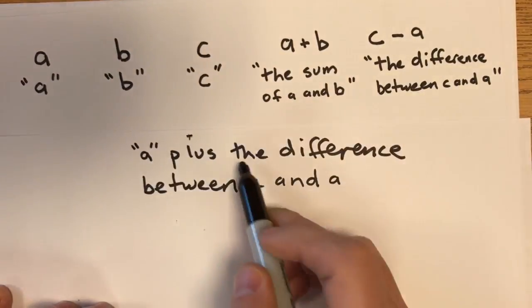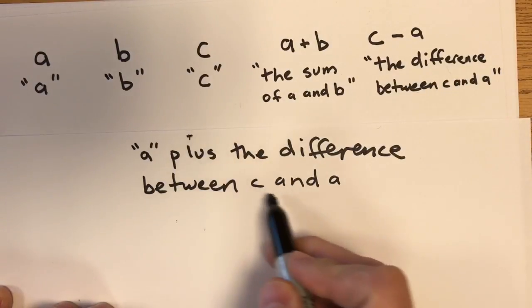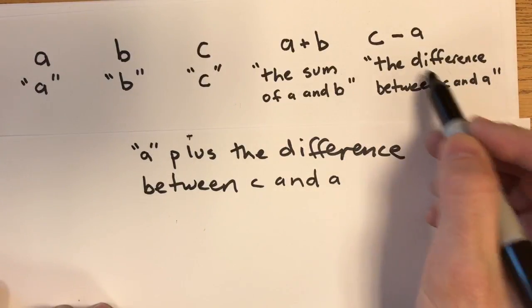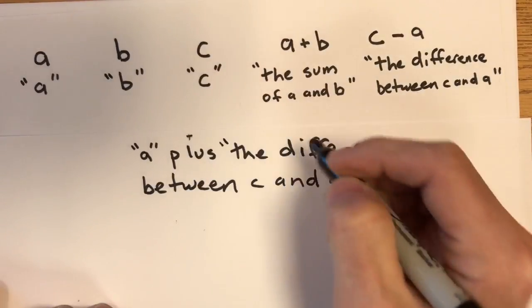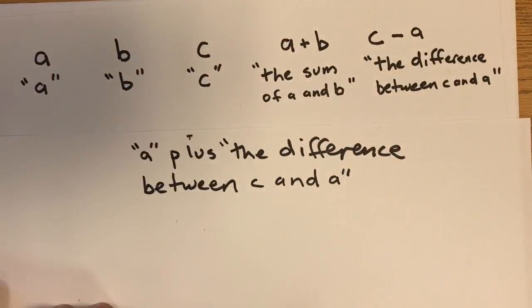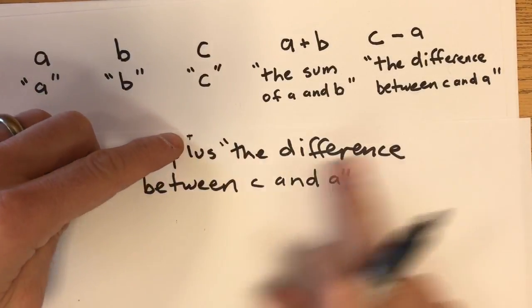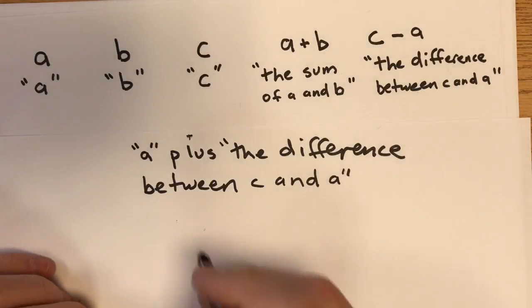And now let's take a look at the rest of this sentence. The difference between C and A. If you look up here, that's actually just this expression. All of those words, I'll put quotes around it so you can see. So we have the expression A plus the difference between C and A. To translate that, it looks like this.